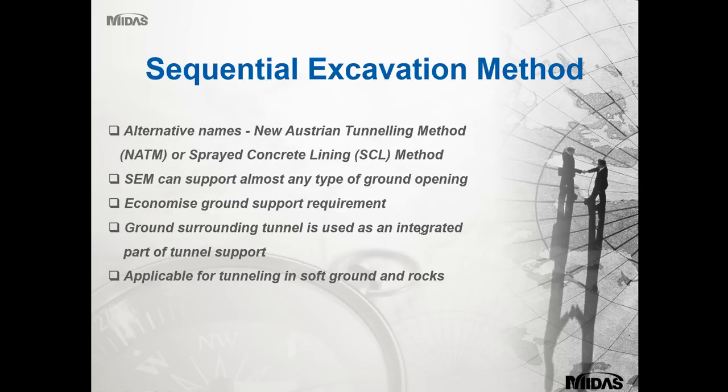So just to briefly talk about the sequential excavation method, which is for tunnel construction and is also known as the New Austrian Tunneling Method, the NATM, or the SCL, which is the sprayed concrete lining method, with some modifications done to the original NATM method to make it suitable for applications in soft ground. The SEM, either by NATM or SCL, can be used for practically any type of ground profile, and hence it can support any type of tunnel sections, be it circular, horseshoe, ellipsoid or any other irregular shape.